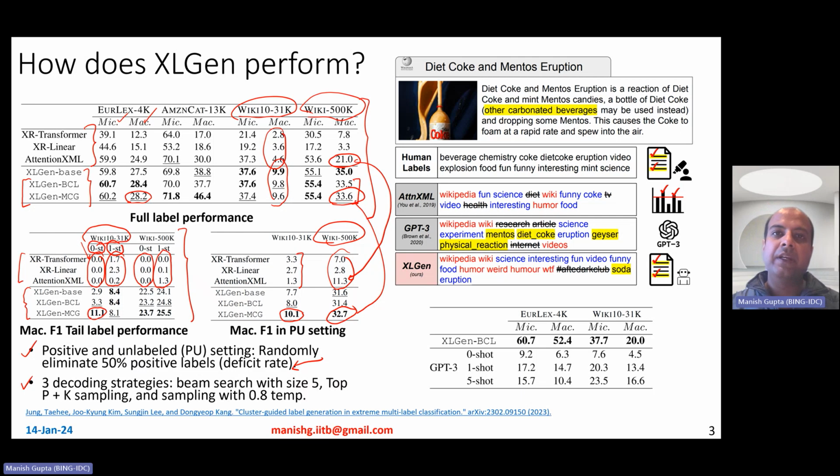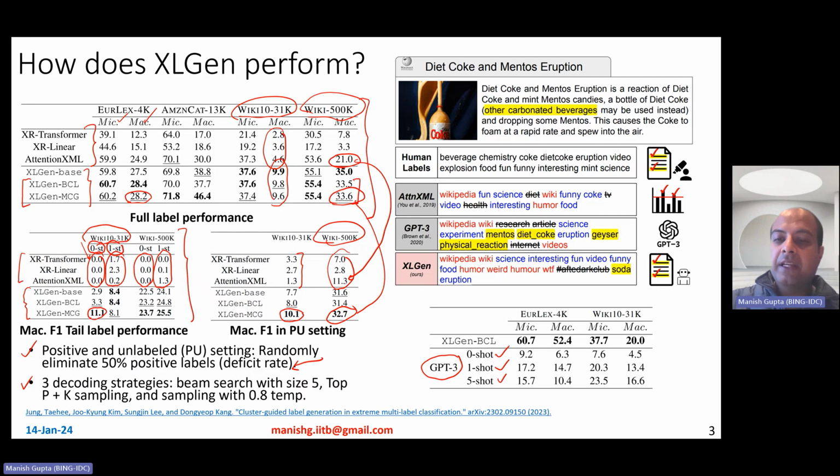They also do top P and top K sampling, and they also do sampling with 0.8 temperature. Amongst all of these, they actually find that beam search with the size 5 gives them the best results. Okay. So lastly, they also tried experiments with GPT-3. They basically said, well, if you're generating labels, why not generate using GPT-3? Okay. And then they generated in a 0-shot, 1-shot, 5-shot ICL setting, in context learning setting. So basically by giving 1 exemplar, 5 exemplars, or 0 exemplars.